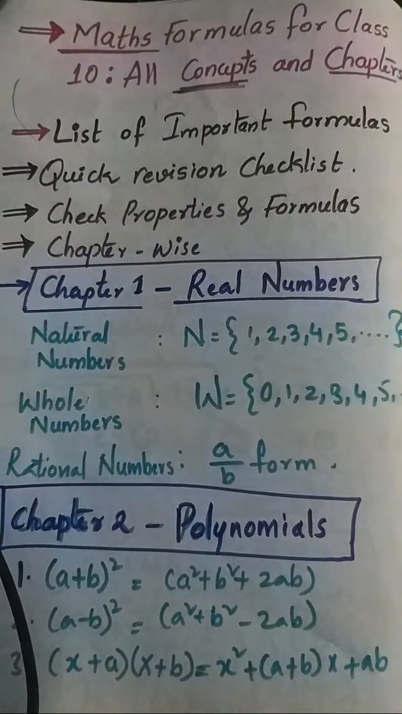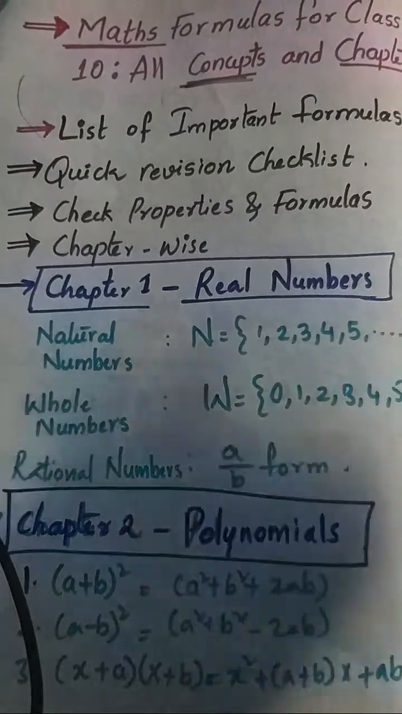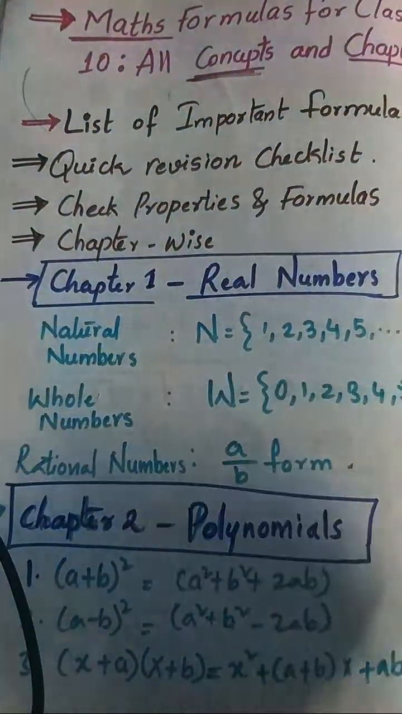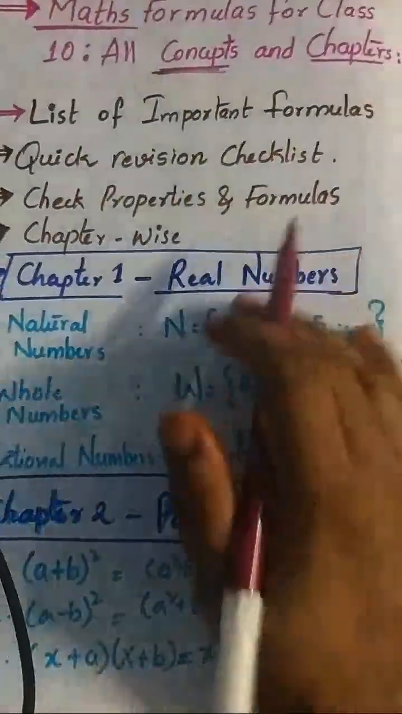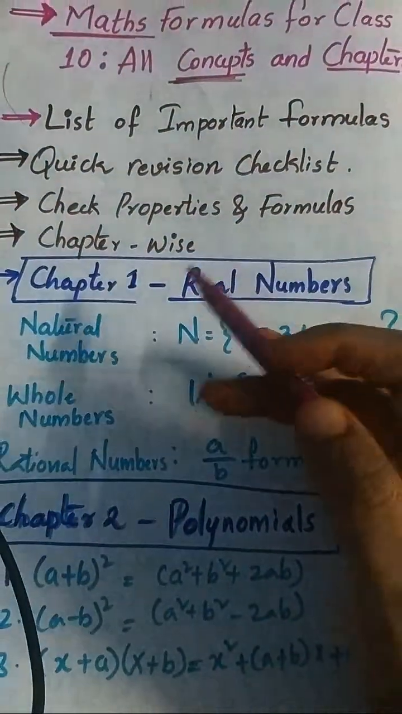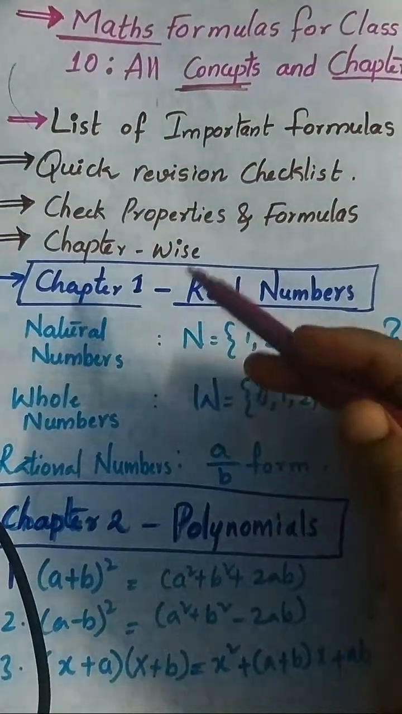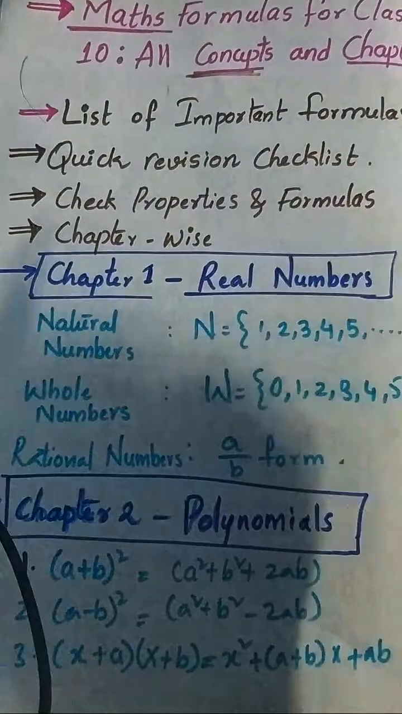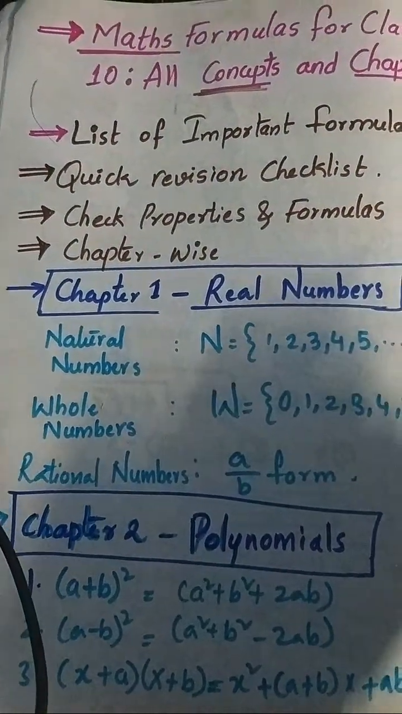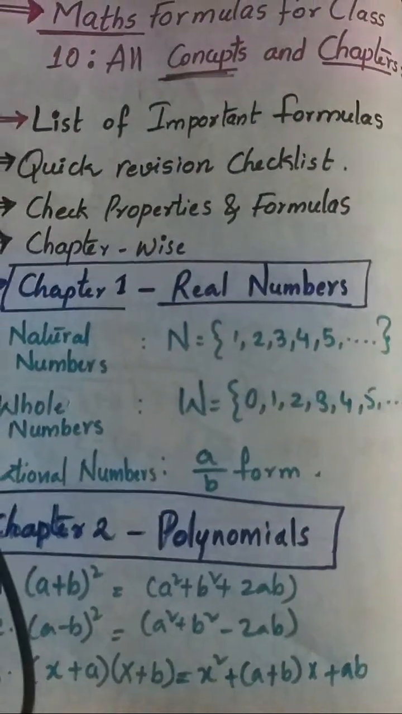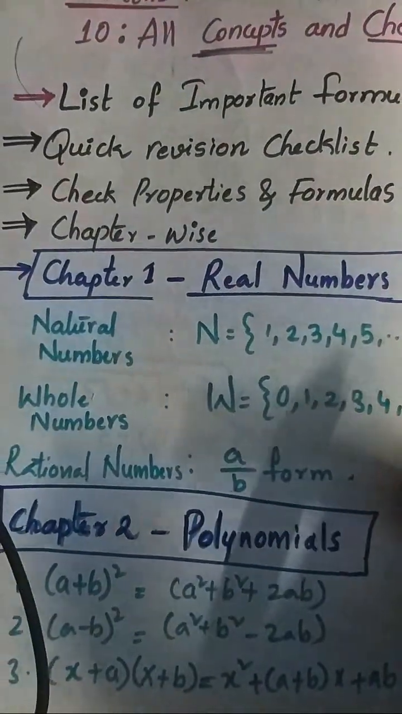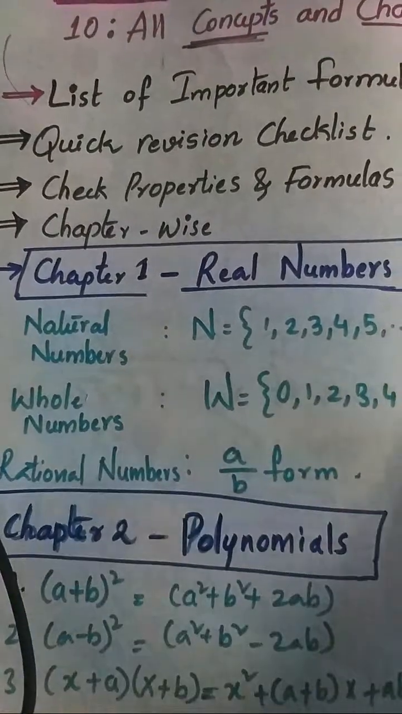If you have to revise every chapter, we have to first revise the formulas of the first chapter, second chapter, like that. Okay, check properties and formulas chapter wise, we will go one by one. Okay, this is the quick revision, children, so you can get an update on every chapter. Okay, we can get a quick revision.